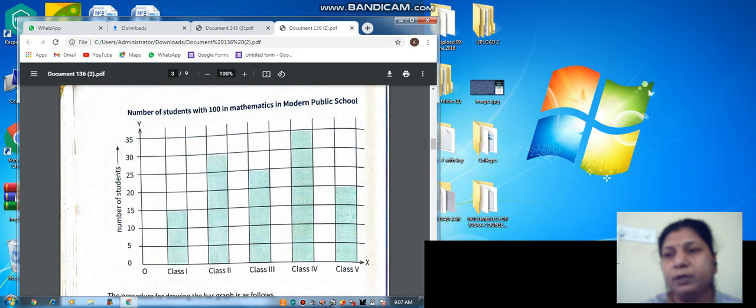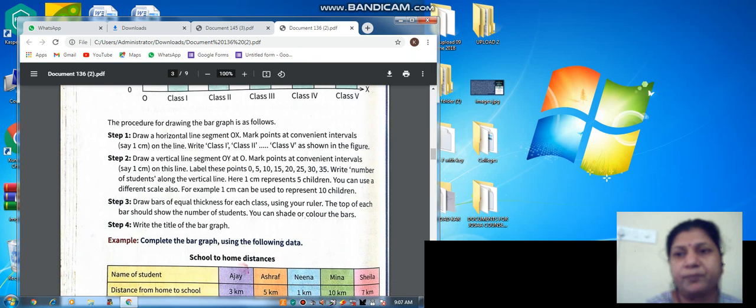Next thing, the distance between two bars, this is one bar and this is the second bar, the distance between two bars is always equal. The width of these bars is always the same, or we can say equal. Remember this, and according to the data you have to convert it into a scale, and then you have to draw the bar graph.